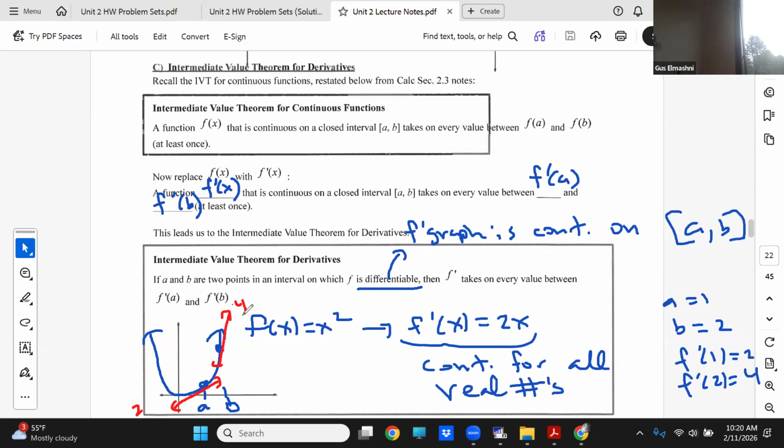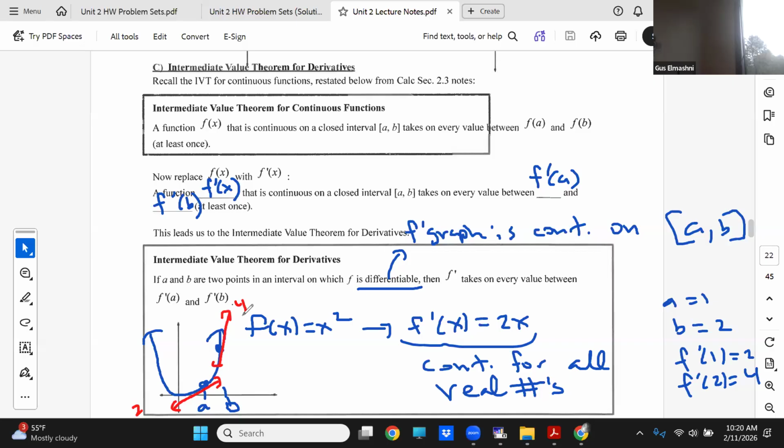That's what IVT for derivatives is telling. Any slope, not any y value, but any slope can be had between 2 and 4. So to have a slope of 3.99 or 2.01, sure. Can I have a slope of 1 or 0? No. I can't have a slope of 0 between a and b because 0 is not between 2 and 4. Now, if I have a slope of 0 from -1 to 1, sure. Because I do have that flat line at the vertex.